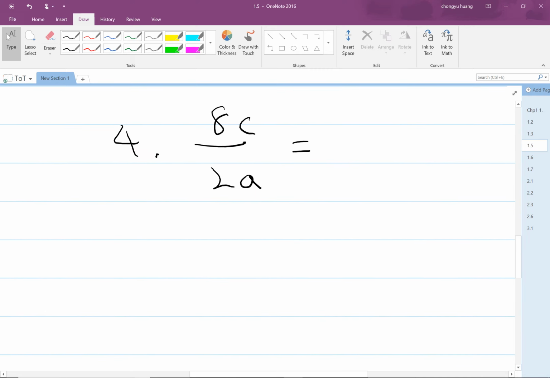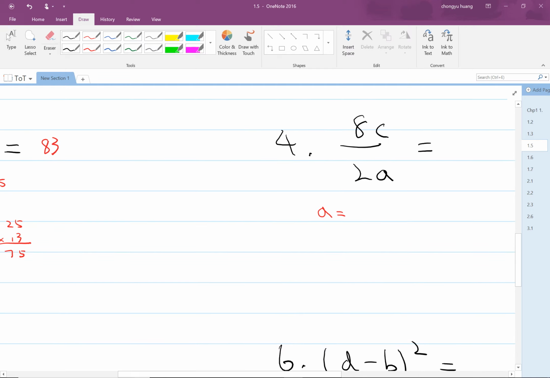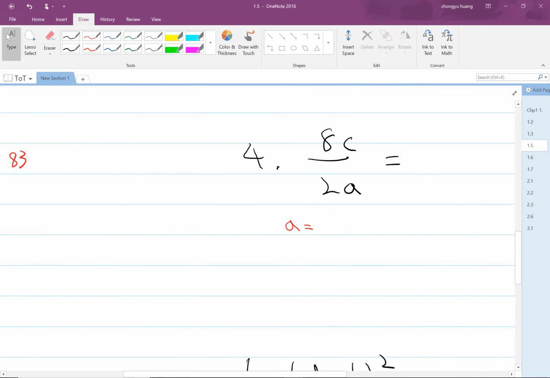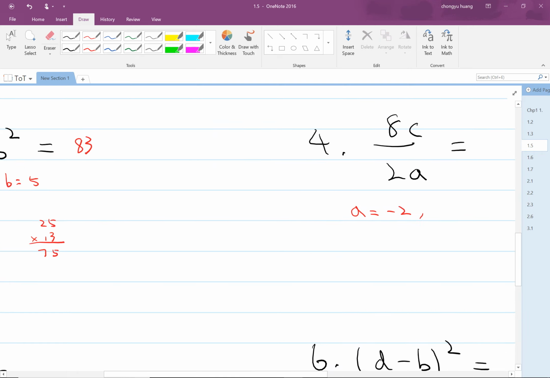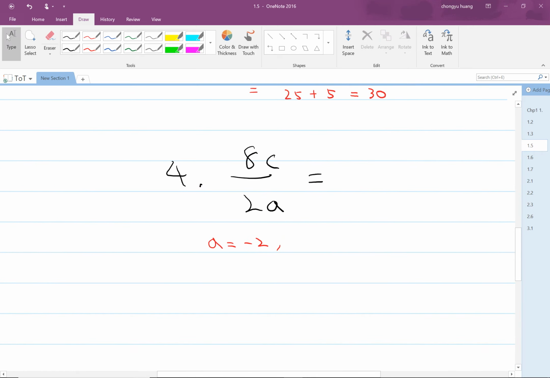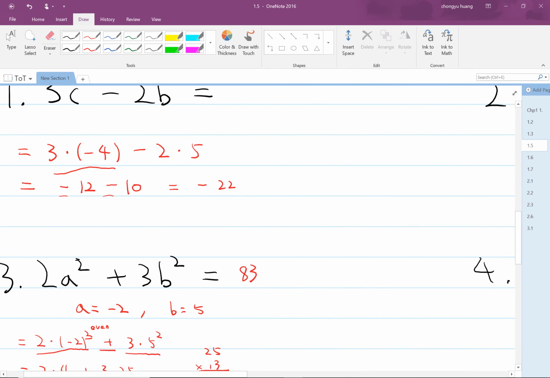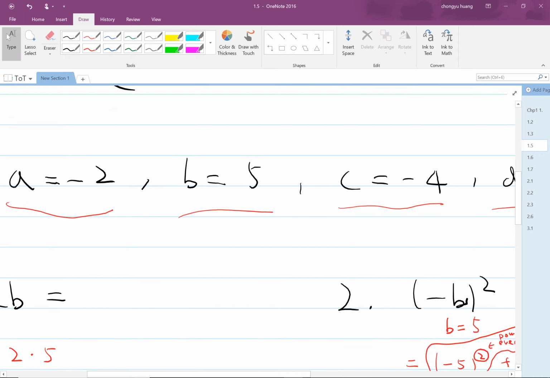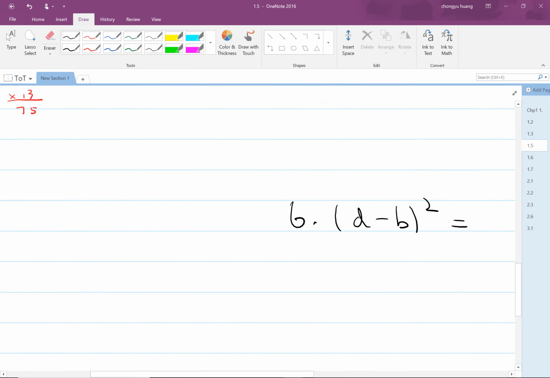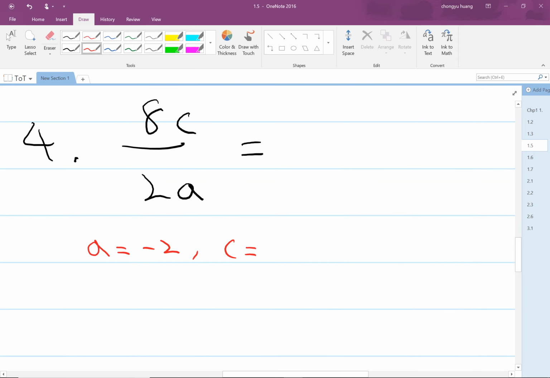This question we have is 8c over 2a. So let me write down the values first. So what we got here, a is equal to negative 2. I'm just going to use some values. So I put it over here, over there. And then we got c equal to what? We have c equal to negative 4, right? So you write down negative 4.